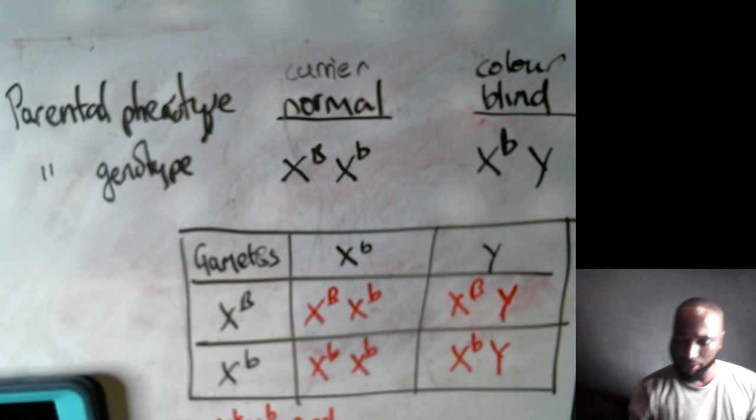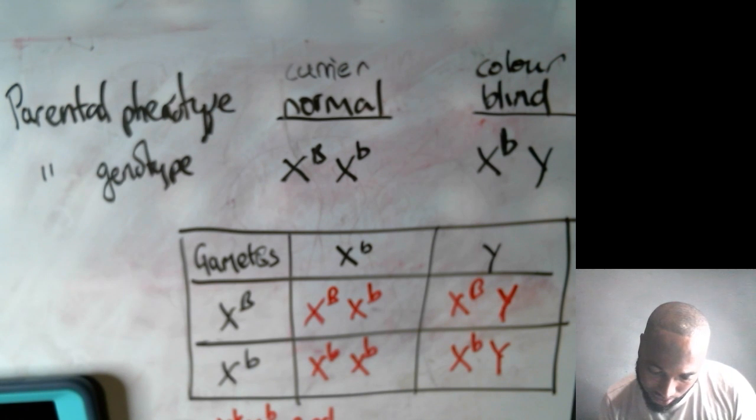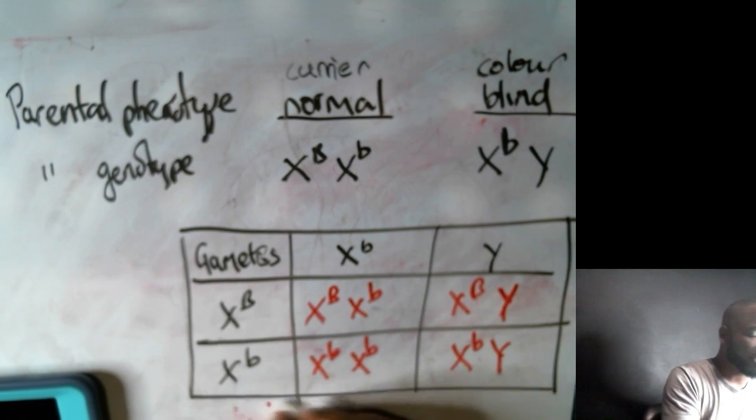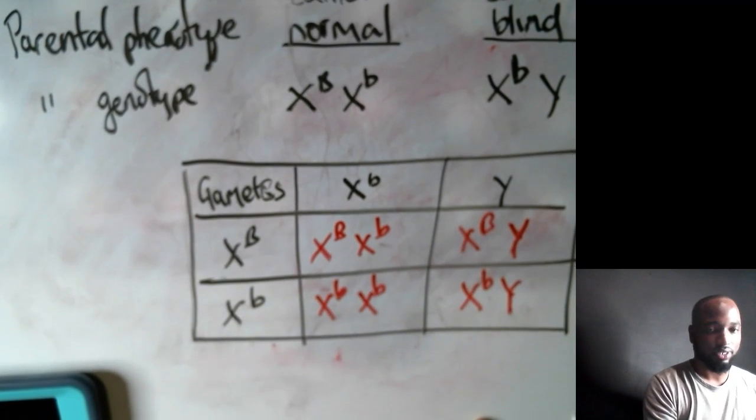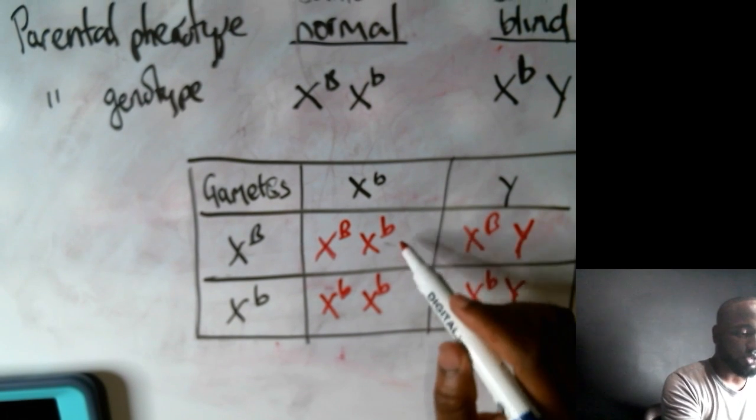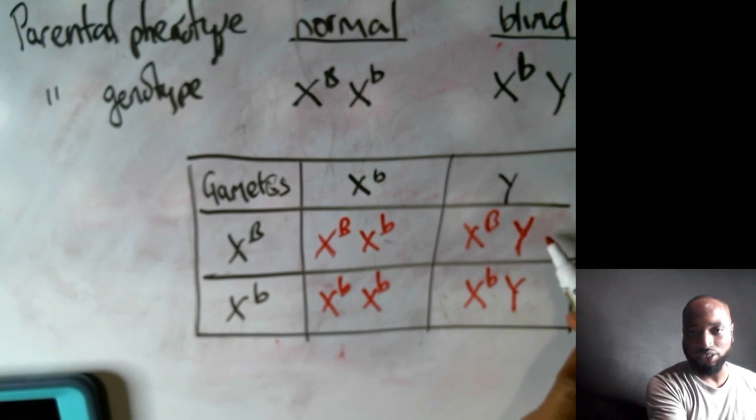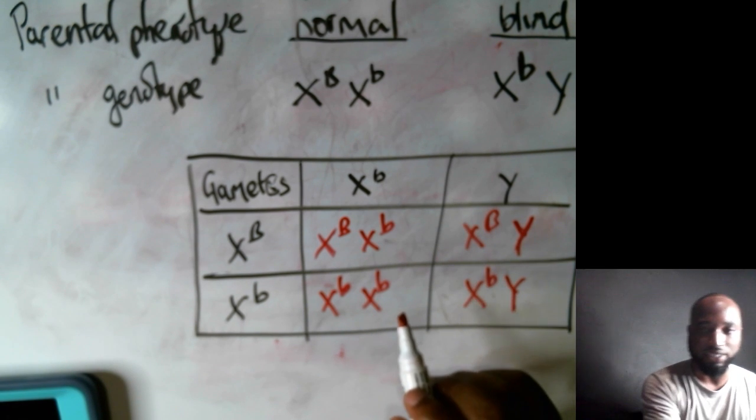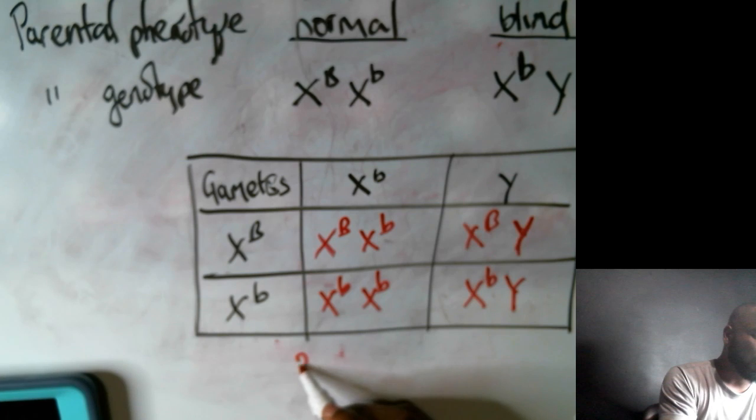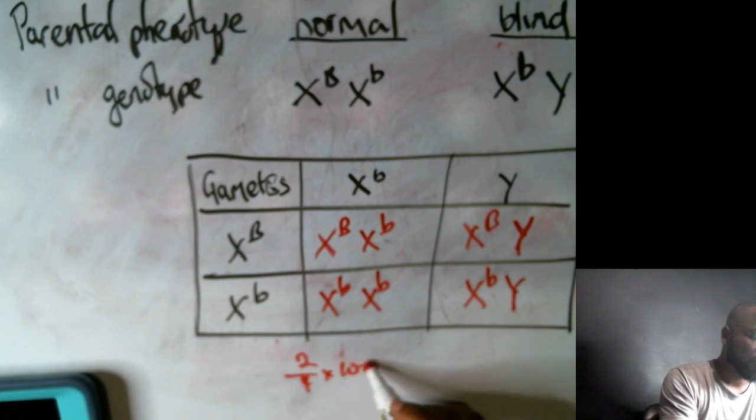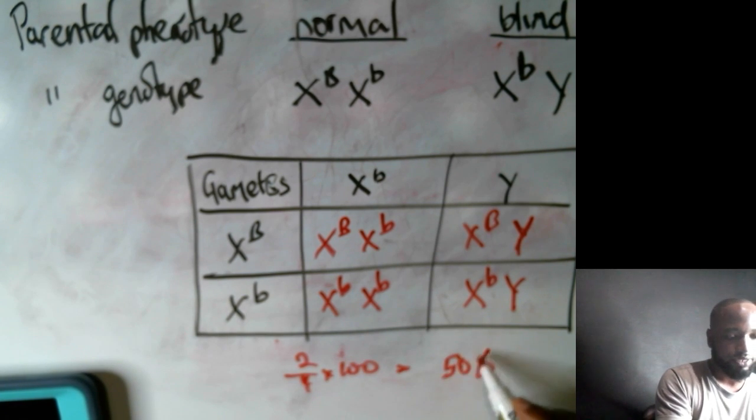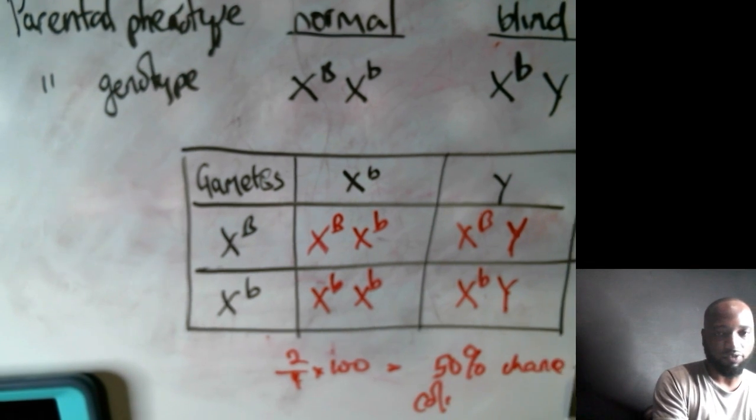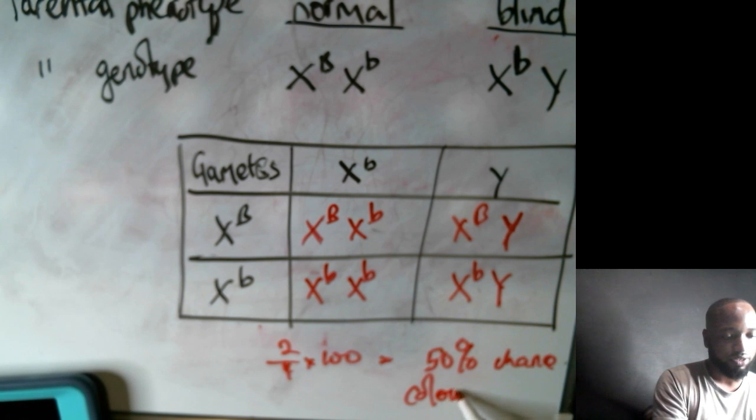And I wonder if that is part of the working, or you write out all, so you write out what each one is. I don't have space. You write out what each one is. You write that this one is normal, this one is normal, this one is colorblind, this one is colorblind. And then you put it as a percentage. It will be 2 out of 4. 50% chance. 50% chance of color blindness.